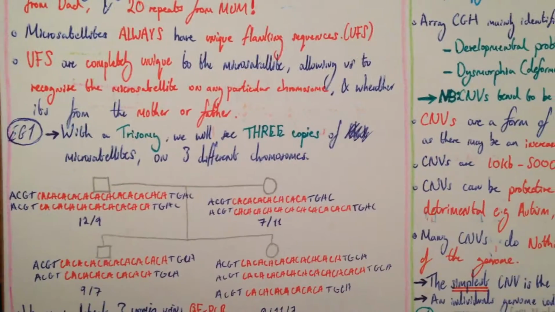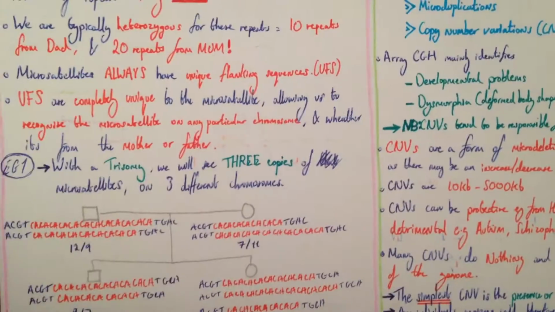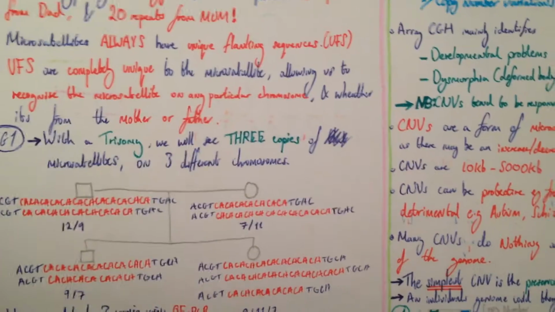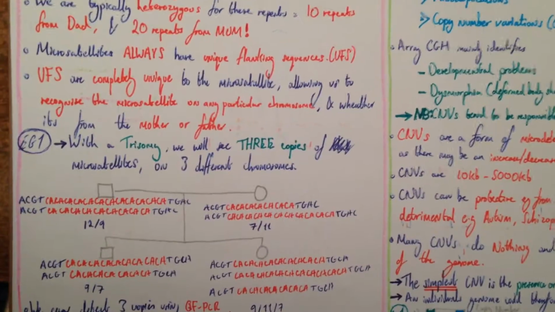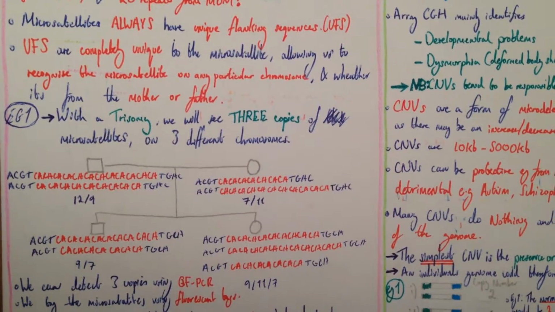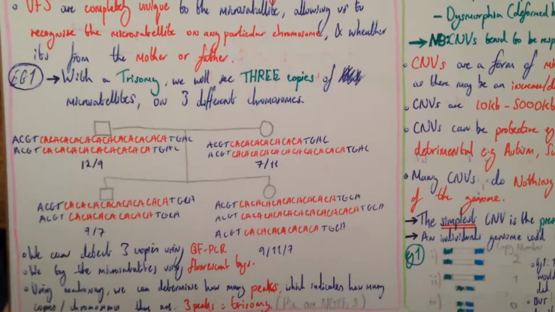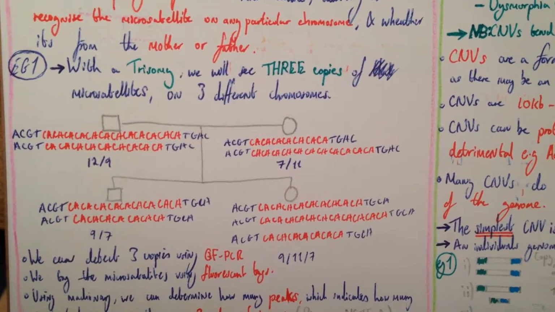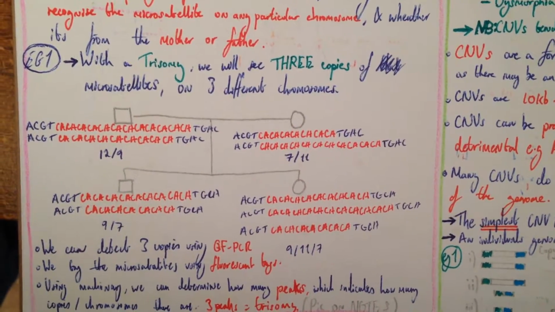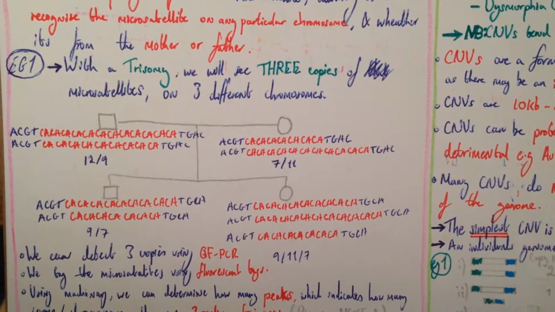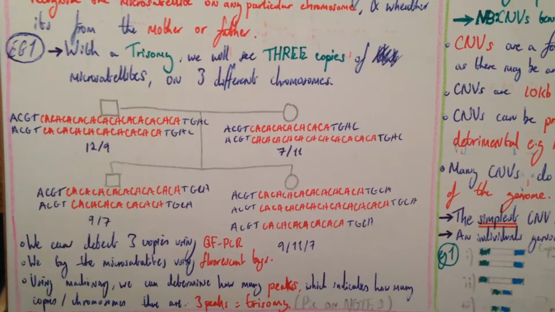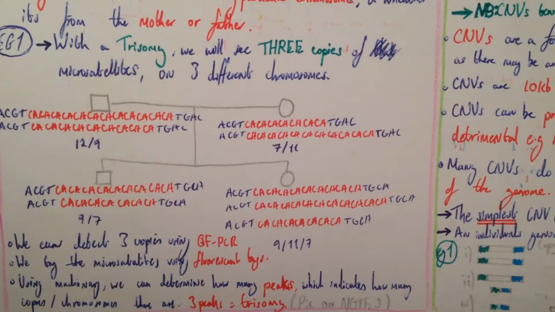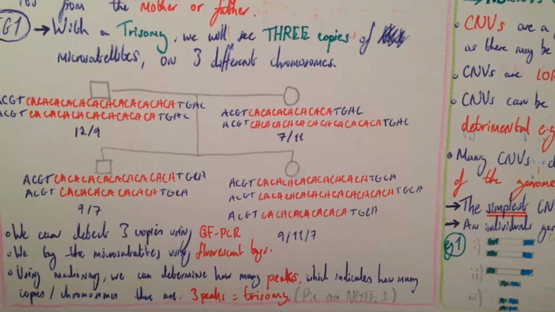We'll go on to an example of how we can use microsatellites in QF-PCR, or quantitative fluorescence PCR, so many complicated words. With a trisomy, we will see 3 copies of the microsatellites on 3 different chromosomes. Here's an example of a mother, a father, and the 2 children. The mother has microsatellites, one of 12 repeats and another of 9 repeats. The father has one of 7 repeats and one of 11 repeats. The 2 kids, as you can see, one has 2 chromosomes and one has 3 chromosomes. You can clearly see there's trisomy, and we can detect 3 copies using QF-PCR.